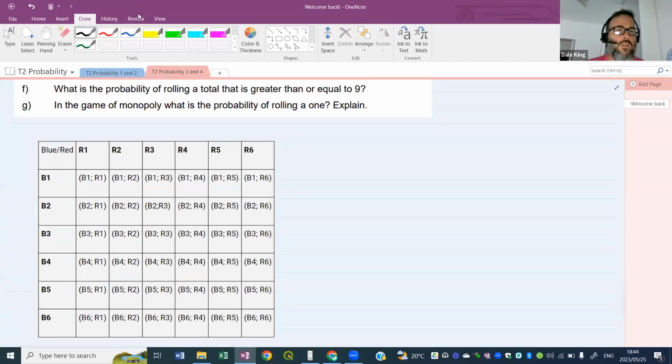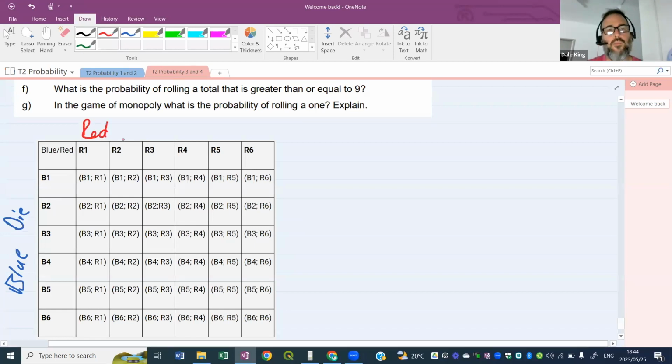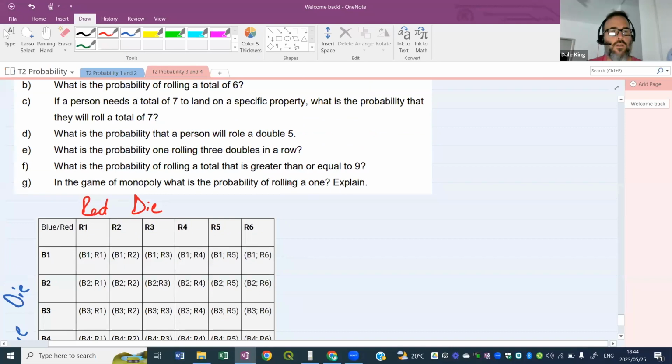This is the blue dice, or blue die. I'll write here the blue die. And on the top is the red die. Okay, and these are all the possibilities when you throw these two dice. All right, we've got our diagram. Let's look at the questions.